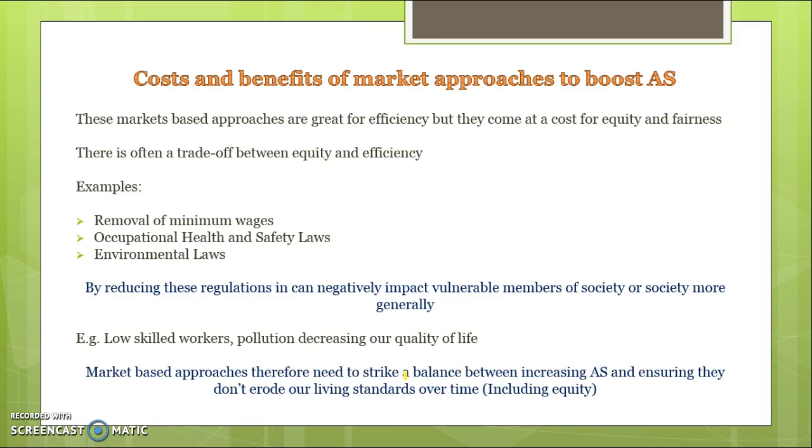The costs and benefits of market approaches to boost aggregate supply. These market approaches are generally positive for efficiency, but they can come at the expense of equity and fairness. There's often a trade-off between equity and efficiency. Things like removing the minimum wage can lower firms' cost of production and make them more efficient.